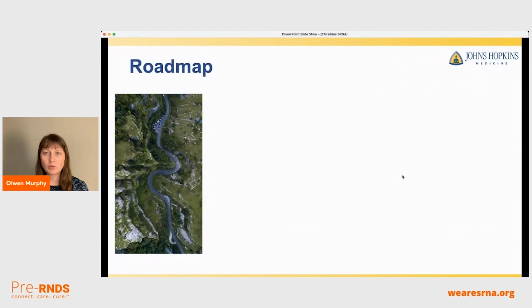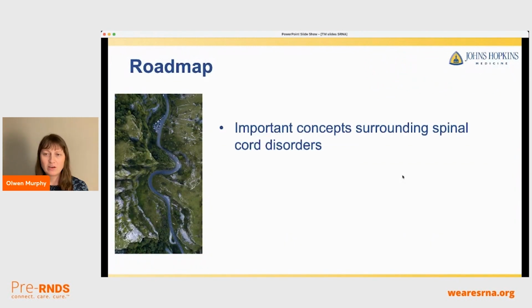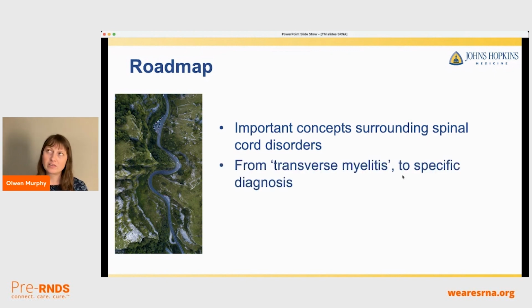So this is just what we're going to review briefly today. We're just going to talk about concepts surrounding spinal cord disorders to start with. Then we're going to talk about how things have evolved in the last few years from sort of a blanket diagnosis of transverse myelitis to diagnoses of more specific spinal cord disorders and how that can help people. We're going to review some important research updates then to finish out.